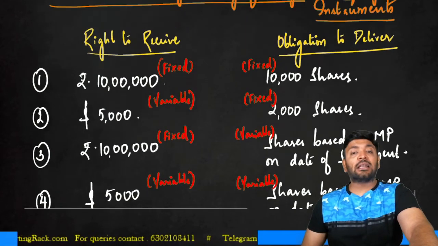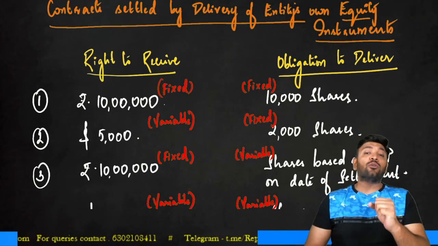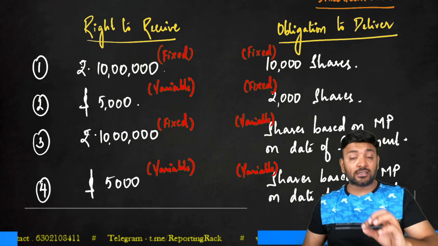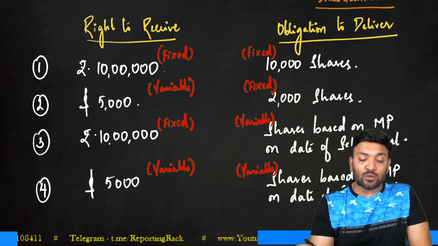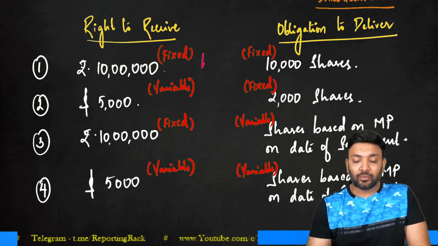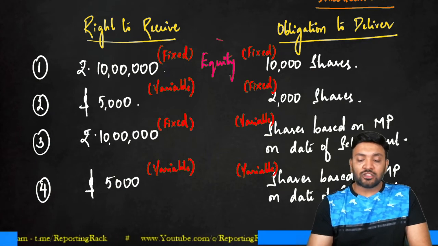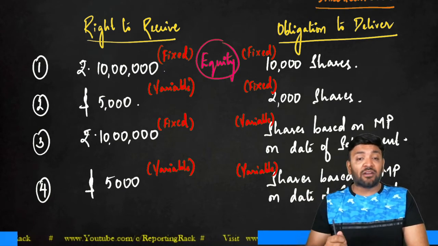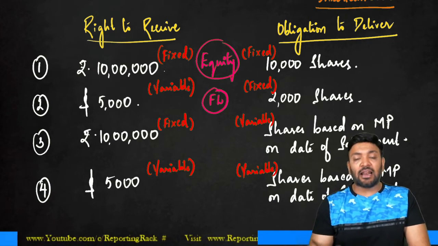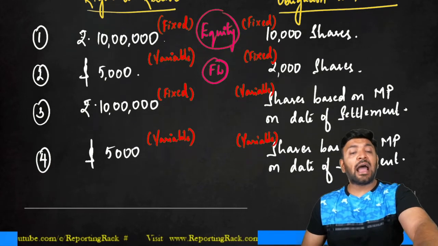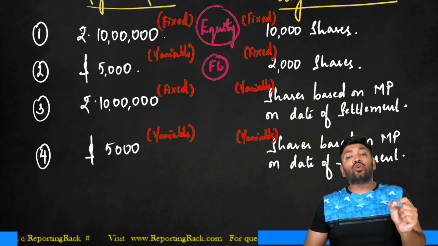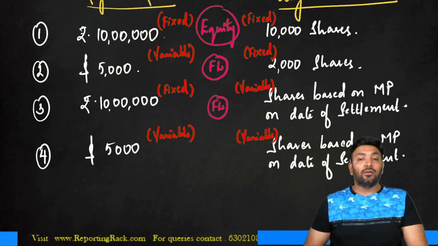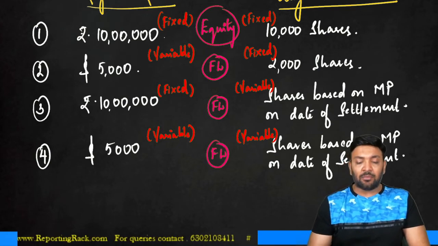So in this way, for every contract to deliver entity's own equity instrument, we will have to look at what is the consideration which I'm getting and what is my obligation to deliver entity's shares. If my consideration is fixed, for delivering a fixed number of shares, then these instruments will be classified as equity instrument. Where I have a variable consideration to receive for a fixed number of shares, or to deliver a variable number of shares, then it will be classified as financial liability. Similarly, if I have a right to receive 10 lakhs fixed consideration to deliver shares based on the market price at the date of settlement, it will again be classified as financial liability. Where both are variable, it will still be classified as financial liability.